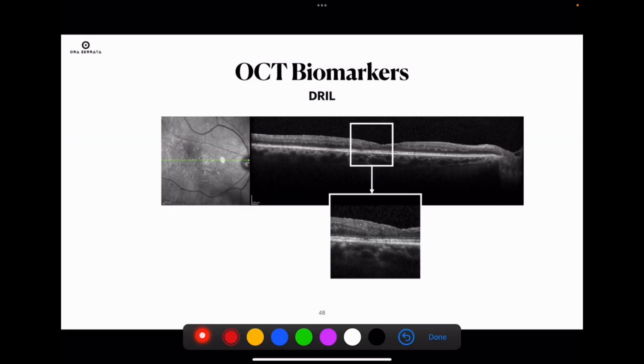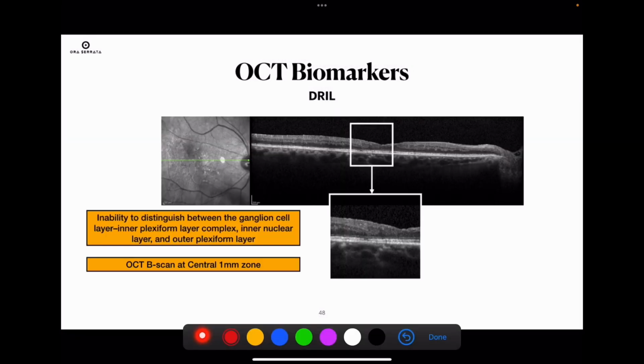Another important one is DRIL, which is the disorganization of retinal inner layers, and it mainly means that there is an inability to distinguish between the ganglion cell layer, inner plexiform layer complex, the inner nuclear layer, and the outer plexiform layer in the central 1 mm zone in an OCT B scan, as you can see in this image.